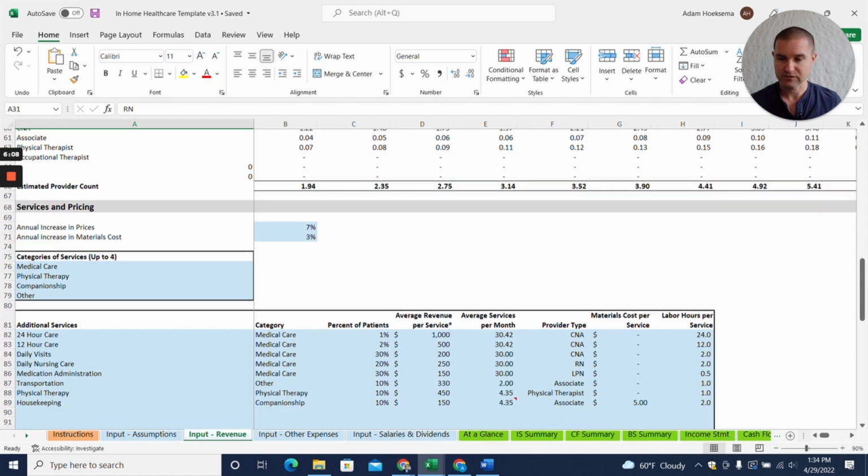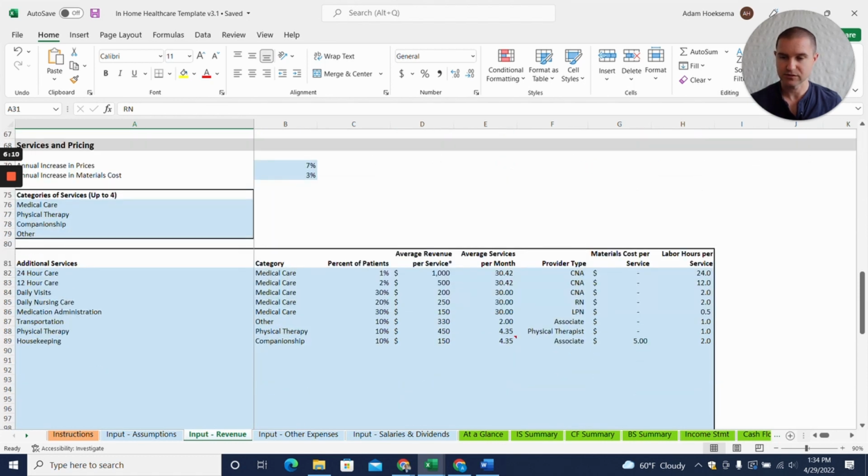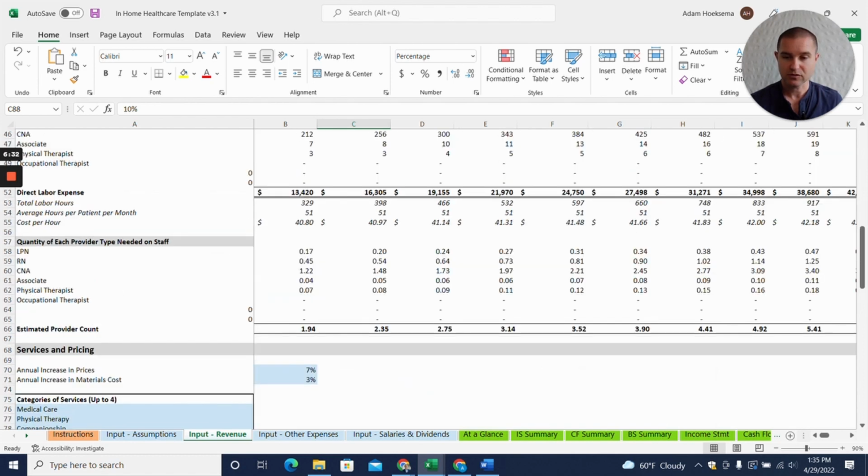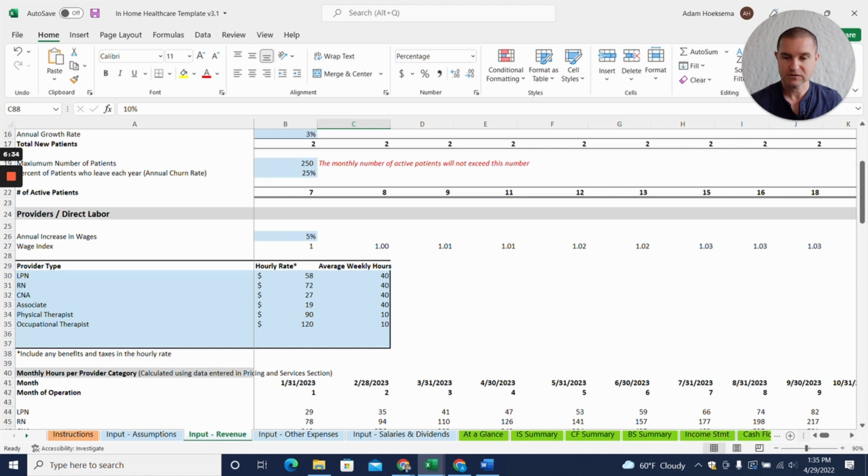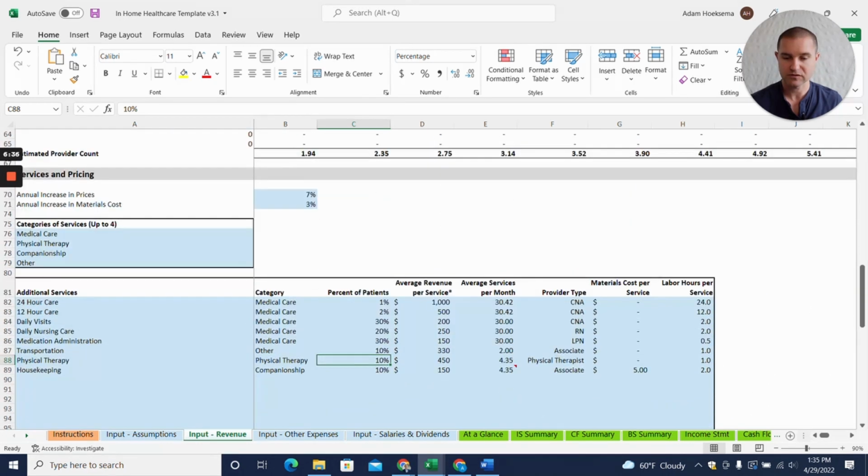And then as we scroll down here, we're going to be able to see the different services we provide. So we'll be able to add different categories of services and then specific services listed here. And we can add a number of different services and we'll put them each into their own category. So we'll select a category from the drop-down box. And then what we need to do is say, of these total active patients from up above, what percentage of those patients are going to need each service?